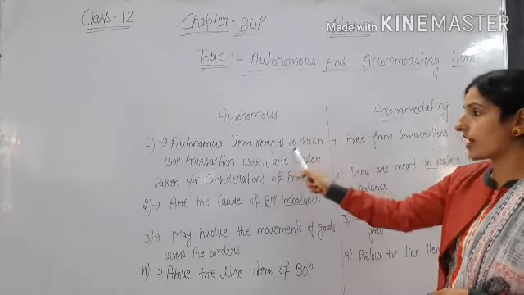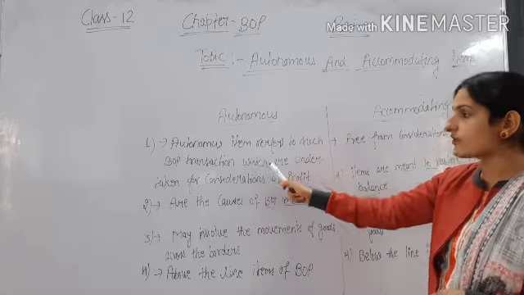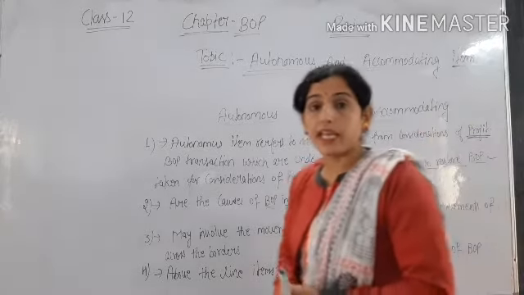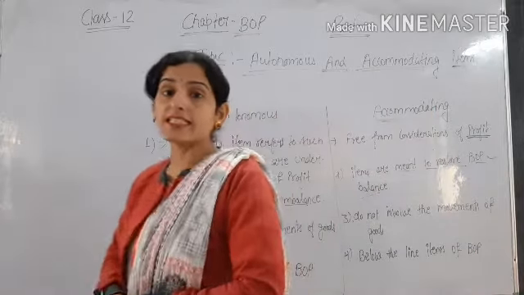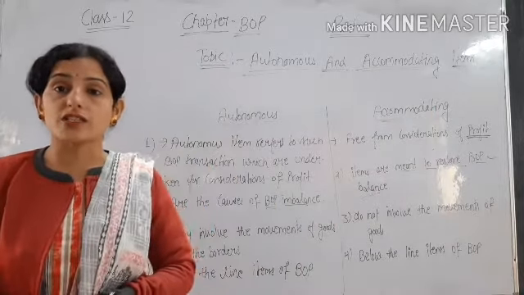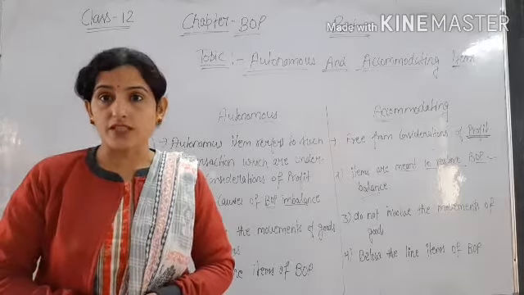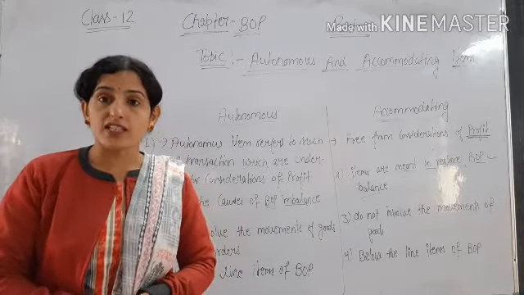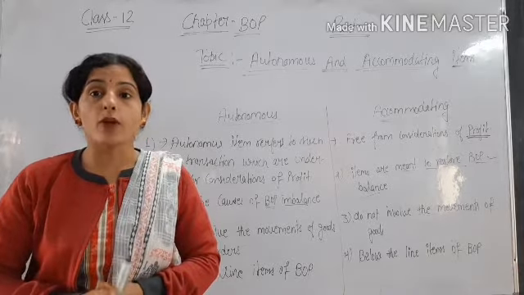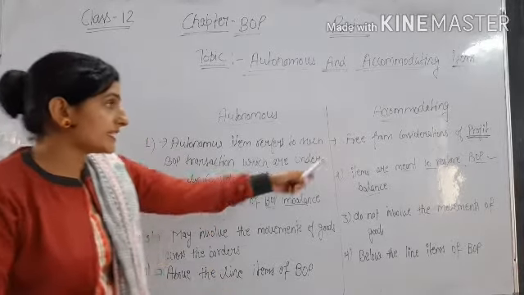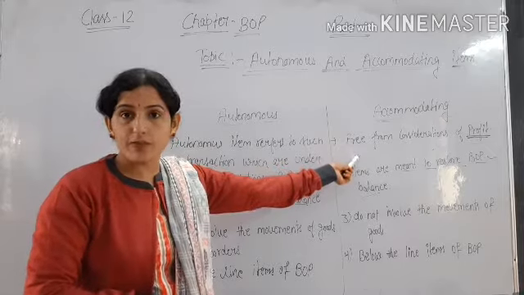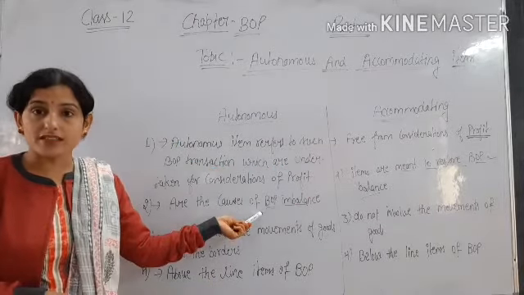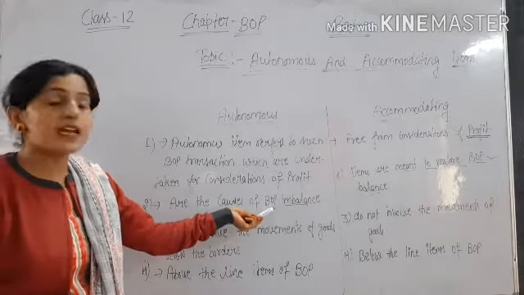Autonomous items refer to such BOP transactions which are undertaken for consideration of profit. Means the main aim of taking these items in transactions is making a profit. If these items are included in the transaction, it means there is profit. But accommodating items are free from consideration of profit. Then second, autonomous items are the causes of BOP imbalance.